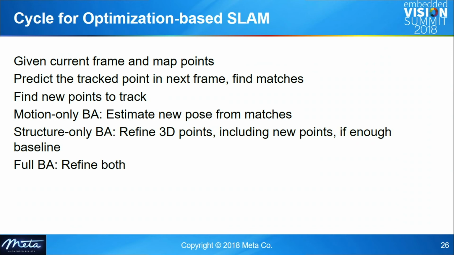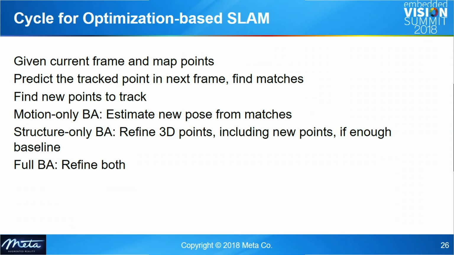If there are new points that we haven't seen before that would be good points to track, we add those to the list or to the map points. And now with these points and with the 3D map we have, we estimate the camera pose using the motion-only bundle adjustment we discussed previously. And that gives us the latest camera pose. And we go back to step number 1.